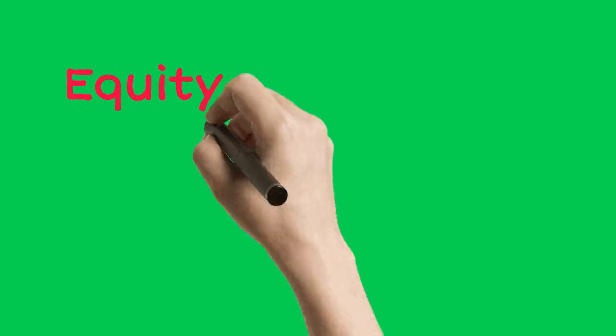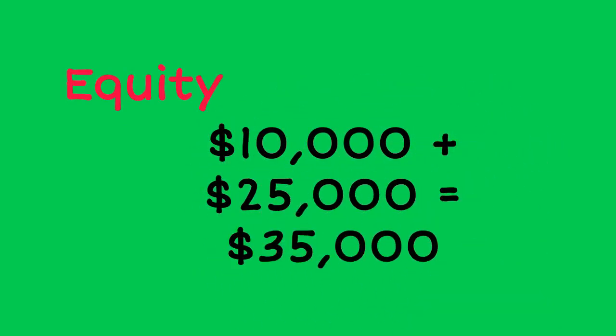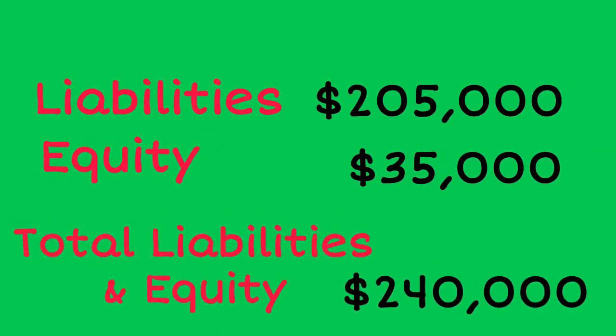And equity equals the profits of $10,000 plus the investor shares of $25,000. Thus, total equity equals $35,000. We add up liabilities and equity to give us a value of $240,000. And this will be the value of our total assets.